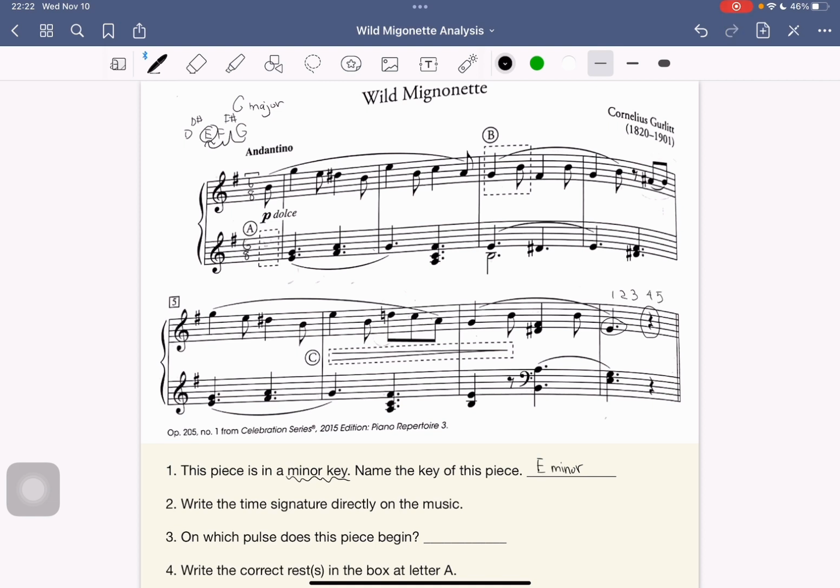But we know that there has to be 6 pulses in a bar since the time signature is 6/8. And that's what tells us that this piece begins on the 6th pulse that was missing from the last bar. So we can write 6 here.